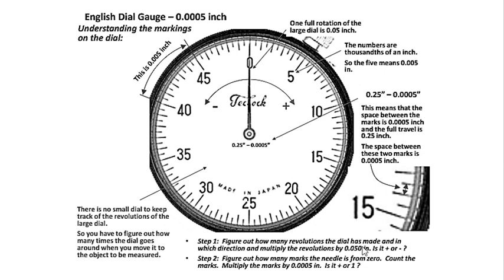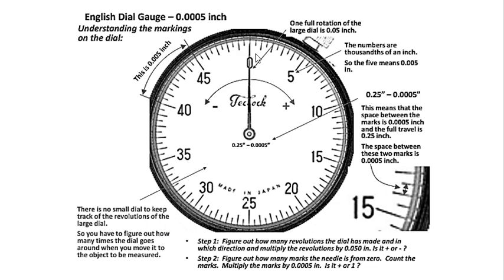So altogether, you have 5 revolutions, which is going to give you your range of 0.25 inches, yeah? Because one round is 0.05, so 5 rounds is going to give you 0.25. We don't have a little dial here to keep track of the revolutions, so you have to manually count it. Okay, that's the only thing.